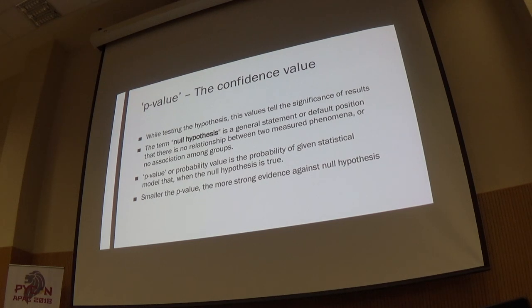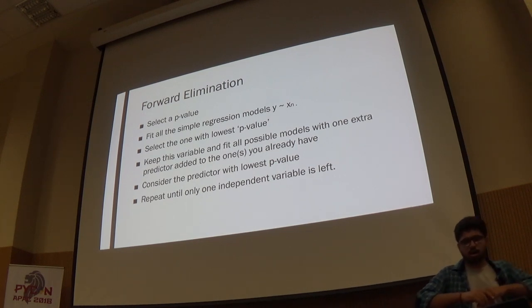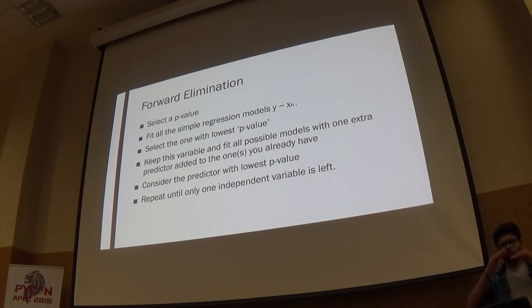So as I talked about the bidirectional elimination, there are two types of elimination that we are going to make, and we are going to make it a hybrid thing. This is called the forward elimination. We select a p-value when starting the system, let's say 0.05. Then we fit simple regression models for every subset of the input data that we have taken. We'll select the one with the lowest p-value.